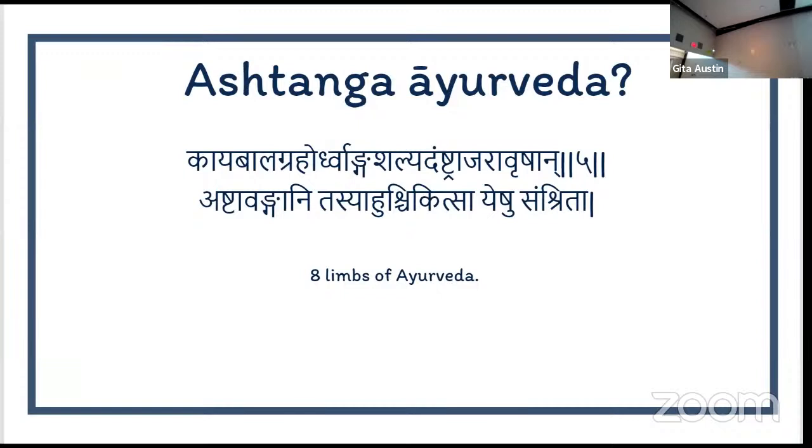And then we have Jara. Jara is geriatrics, dealing with old people's diseases. Then we have Vrisha, dealing with diseases related to fertility. So these are 8 branches of Ayurveda.